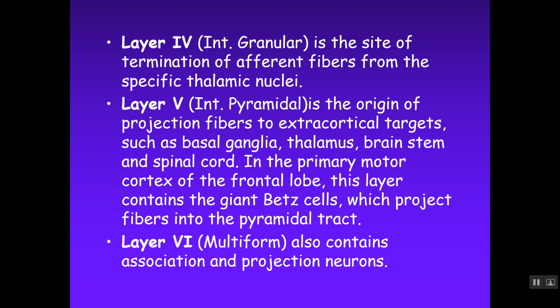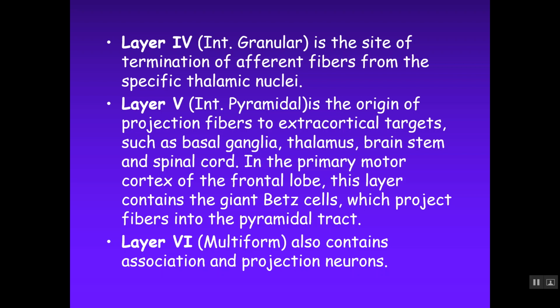Layer 5 is called the internal pyramidal layer. It's the origin of projection fibers to extracortical targets. So when you're not a commissural fiber, you're not a short association fiber, you're going to project. This is where the projection fibers come from. You're going to go to the basal ganglia, you're going to go to the thalamus, you're going to go to the brainstem, you're going to go all the way down to the spinal cord. These are where the projection fibers originate.